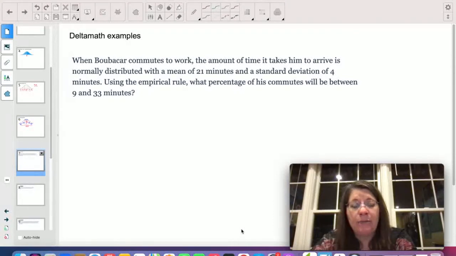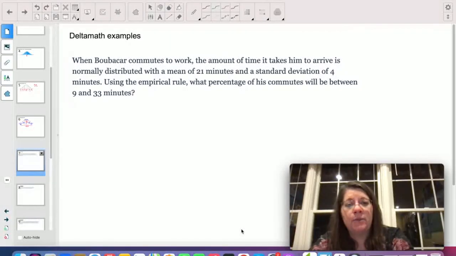Let's just call him Bob. I have no idea how to pronounce that name. When Bob commutes to work, the amount of time it takes him to arrive is normally distributed with a mean of 21 minutes and a standard deviation of 4 minutes. Using the empirical rule, what percentage of his commute will be between 9 and 33 minutes?